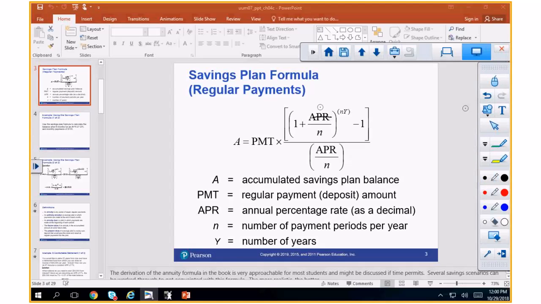So change that to R. Change that to a T. Change that to an R. And now you've got what all other books use. So A is equal to P. And you can call that payment if you want to. You put pay times 1 plus R over N raised to the NT power minus 1 over R over N.